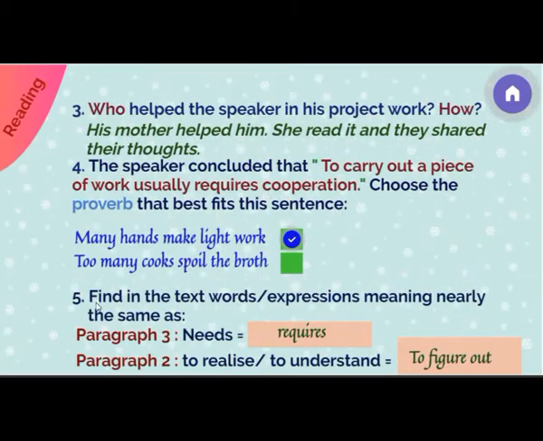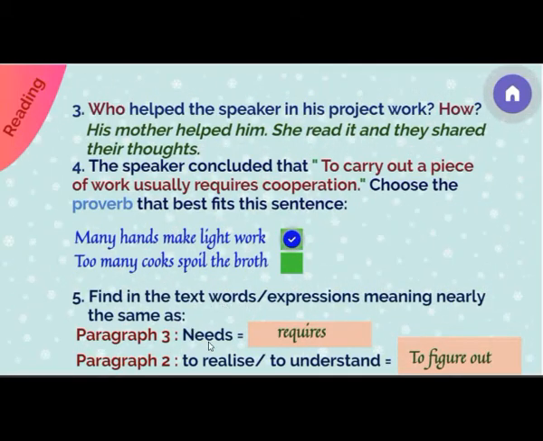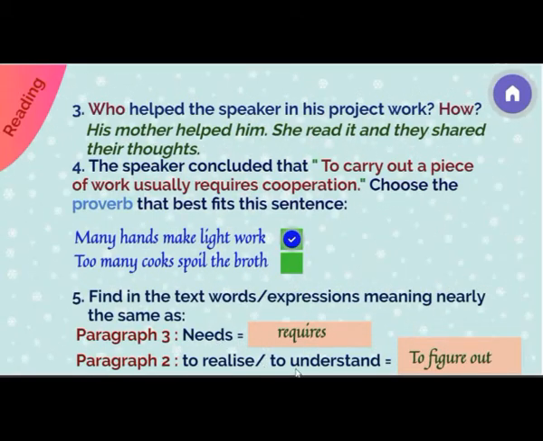So, last question, find in the text words or expressions meaning nearly the same as needs, and here the correct word is requires. So requires means needs. And the meaning of to realize or to understand, here is the answer, to figure out. To figure out means to realize or to understand.